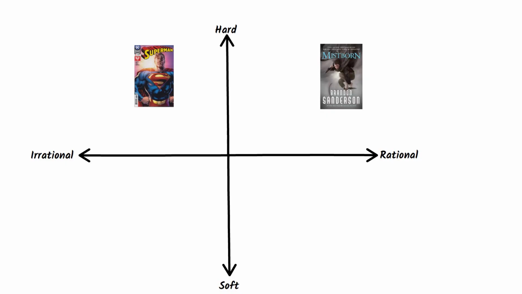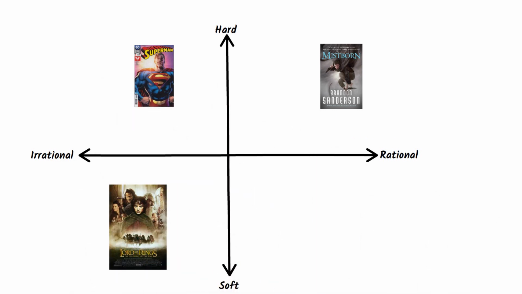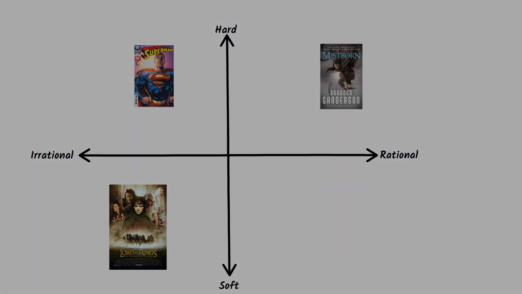I want to take a minute and look at one of the other most popular magic systems out there, Lord of the Rings. With everything we've talked about, you've probably guessed that the magic in the Lord of the Rings is a soft, irrational system. A big part of that just comes down to the fact that we don't know. We don't know how Gandalf's power works. We don't know where it comes from. We don't know what spells he can do. And the same applies to Saruman and the giant eagles and Sauron.